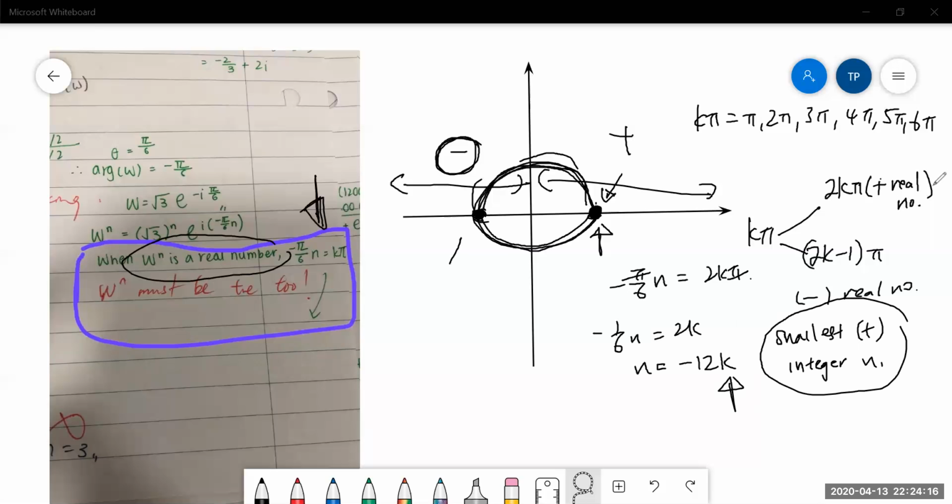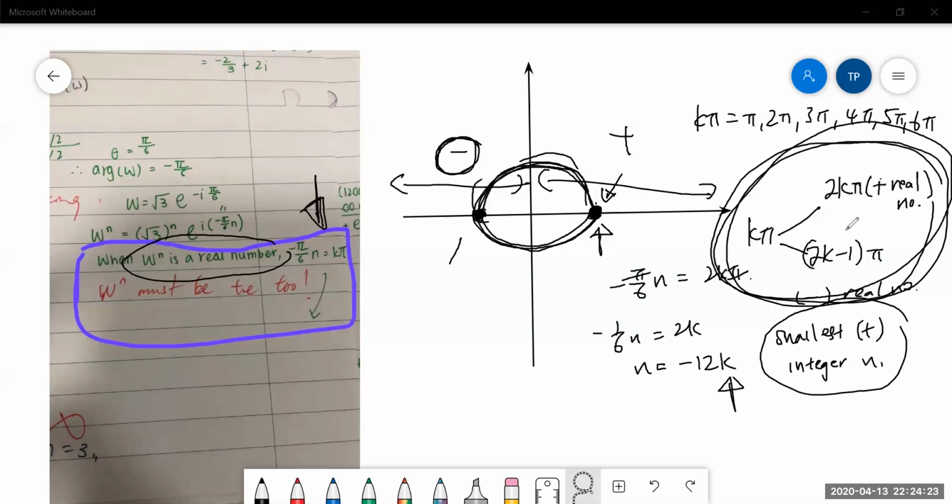Okay. Remember this thing, okay? Can you add this to your notes? I didn't add it in because... Thank you. Yes, sir. Okay.